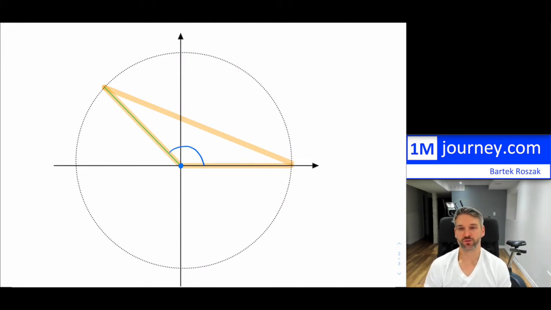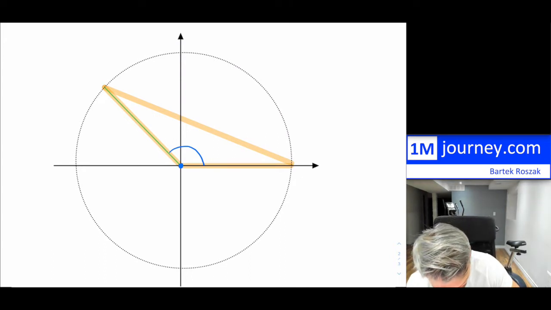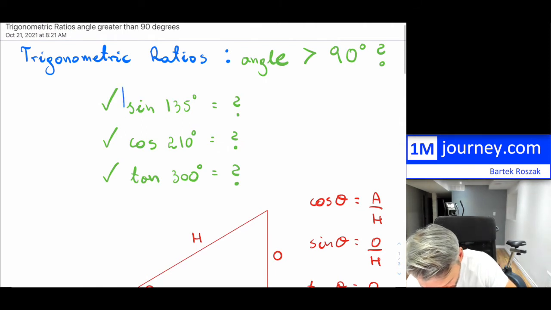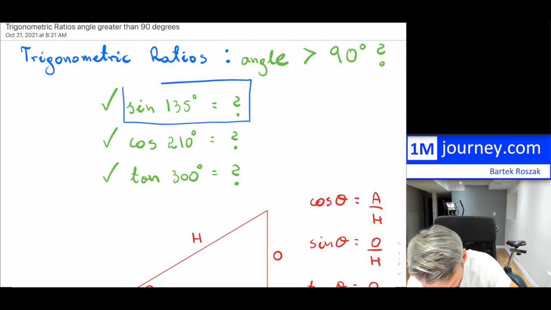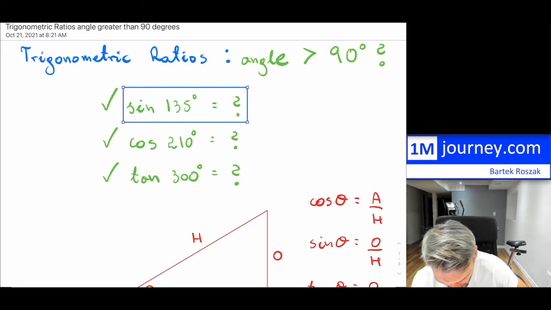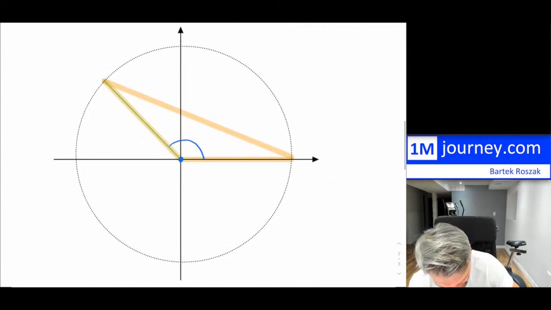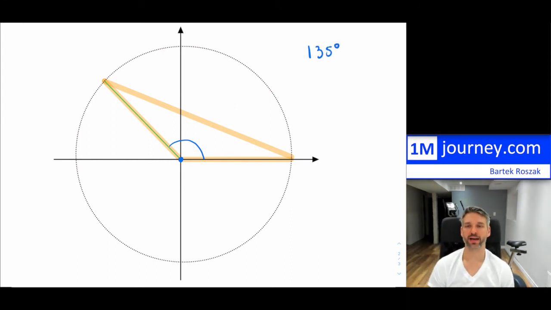So for instance, let's take that first one. If I go back here and scroll, let's say we did want to find the sine of 135. How do mathematicians define this? Let's say now my angle is 135 degrees, and I have this triangle, which really I can't work with.